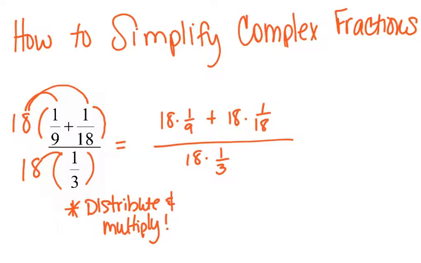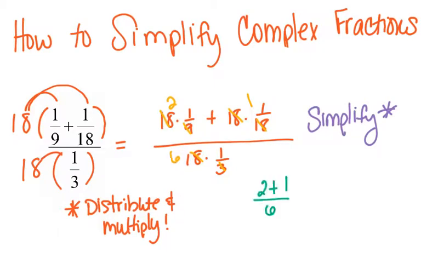If you wish, you can already start to simplify at this step. So you'll find yourself reducing 18 and 9, that gives you 2. 18 and 18 gives you 1. And the 18 and 3 simplify down to 6. So you're left in the numerator with 2 plus 1, and in the denominator with 6.